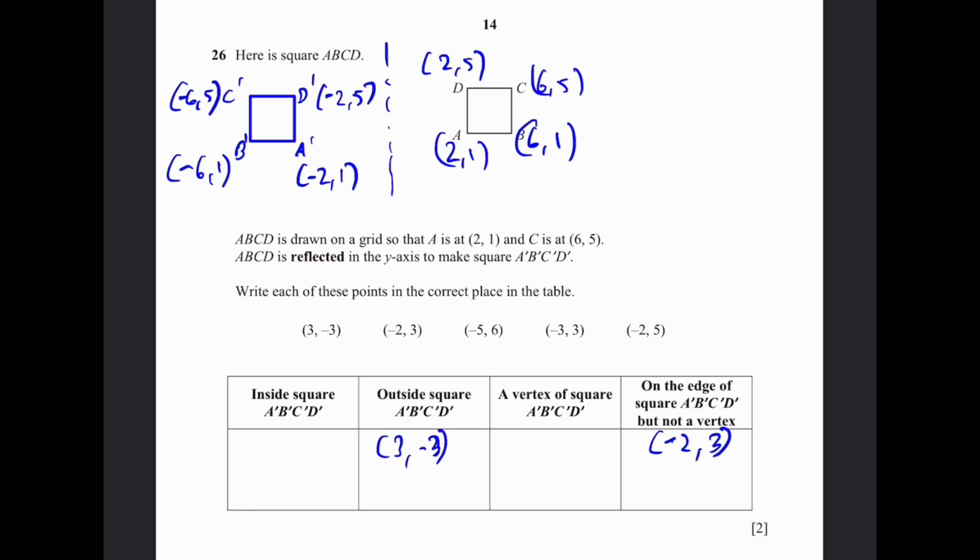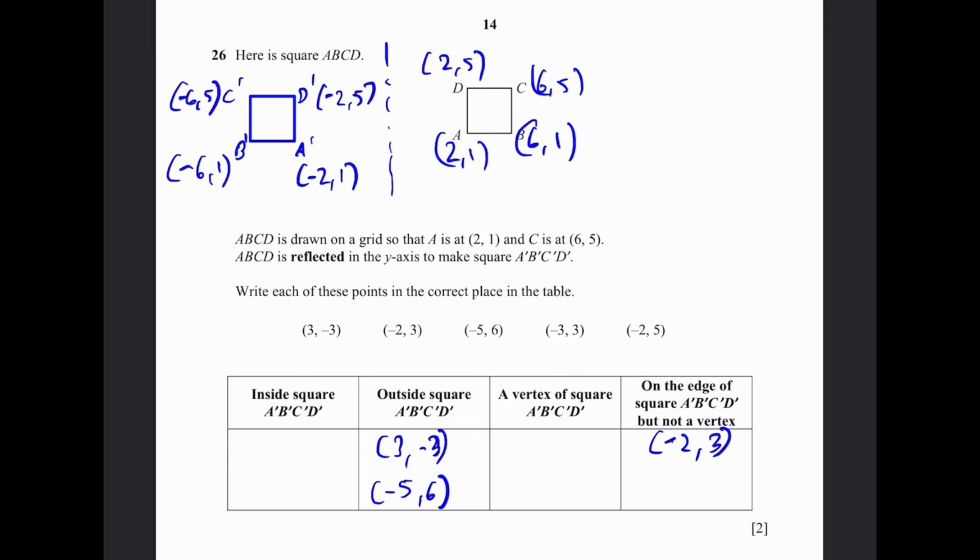Now minus 5, 6. This x value is in between minus 2 and minus 6, so it's inside the x range. However, the value 6 for the y values is not there in the y range because the range of y values is 1 to 5. So this is also outside the square. Minus 5, 6 belongs here.